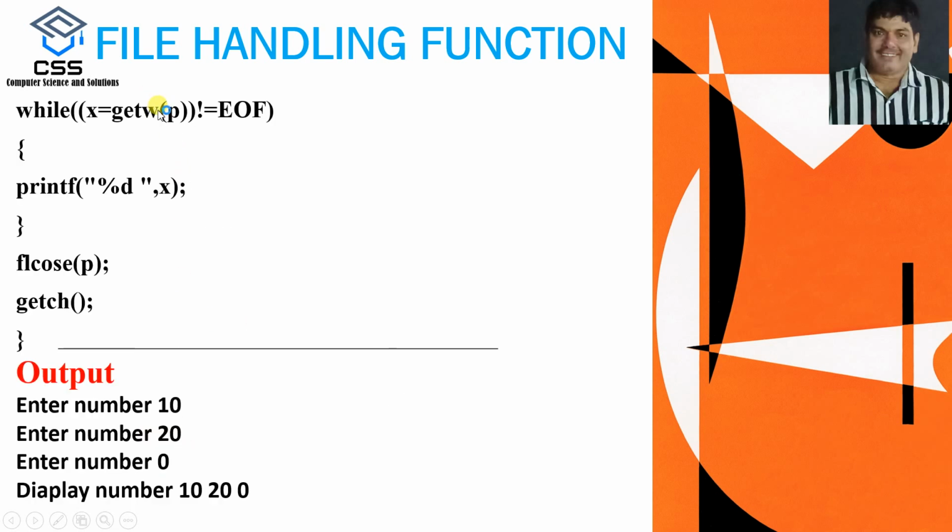First read the first number, that is 10, store it in integer variable x, and it is displayed. Next, number 20 will be read, not equal to end of file, and 20 is displayed. When no number is found, not equal to end of file is false. It will come out of the loop and the file is closed. Whatever numbers you enter until 0 will be displayed.